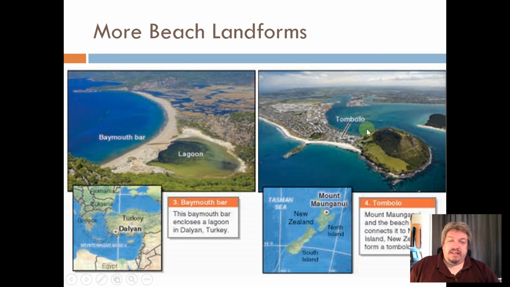Sometimes if you have an island off the coast, a sandbar will form and connect it. And what happens is you have the coast over here, the island over here, and the sandbar filled all this in. That's called a tombolo.